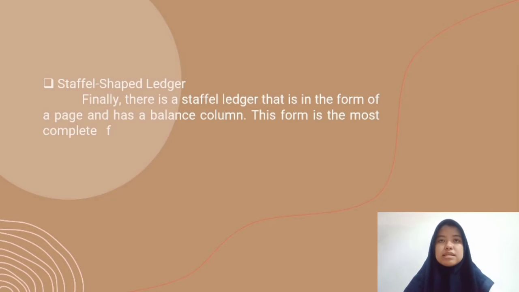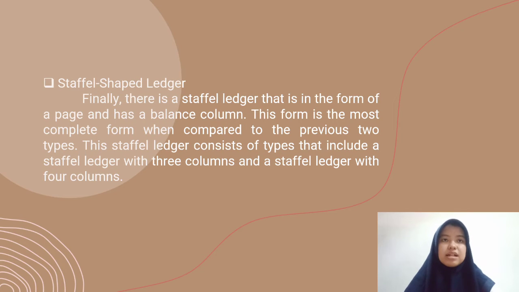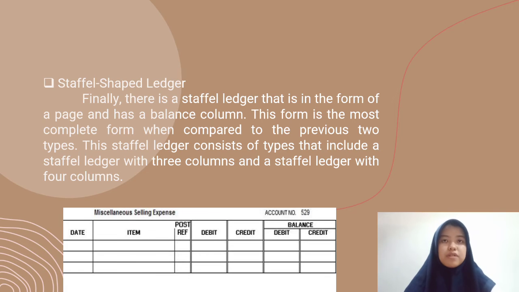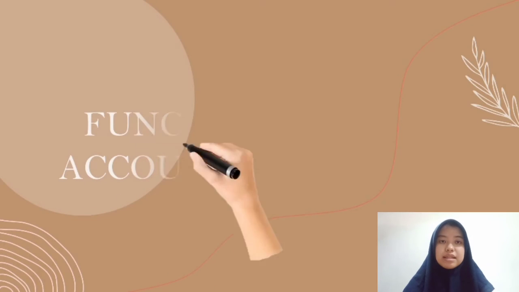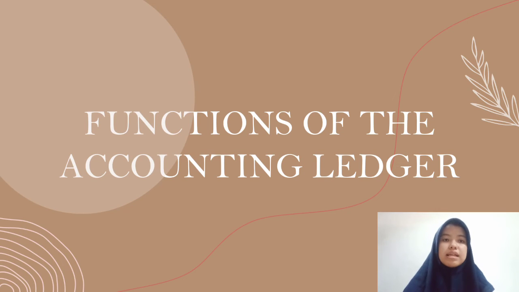Last, there is the staffel-shaped ledger. Finally, there is a staffel ledger that is in the form of a page and has a balance column. This form is the most complete form when compared to the previous 2 types. The staffel ledger includes a staffel ledger with 3 columns and a staffel ledger with 4 columns.